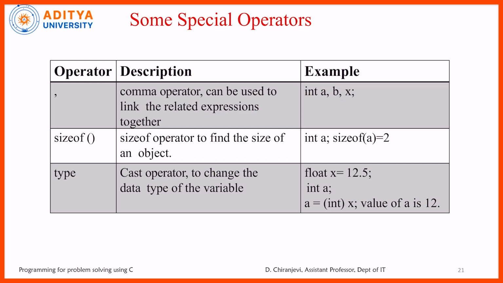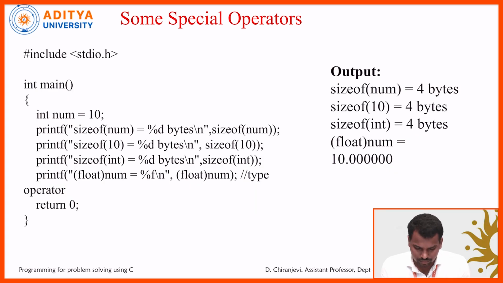Then special operators. Comma is a special operator; to separate variables you can use the comma operator. Then the sizeof operator: by using sizeof you can find out the size of a data type, a variable name, or any value, and it will give you the size. And then the type operator, which is used for typecasting purposes. When you convert one data type into another data type, the typecasting operator is used.